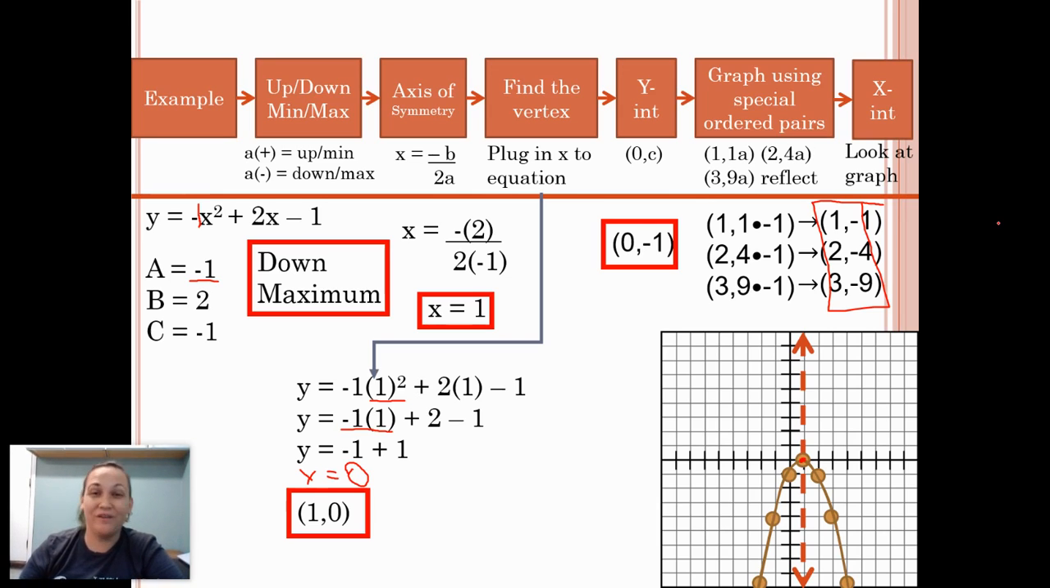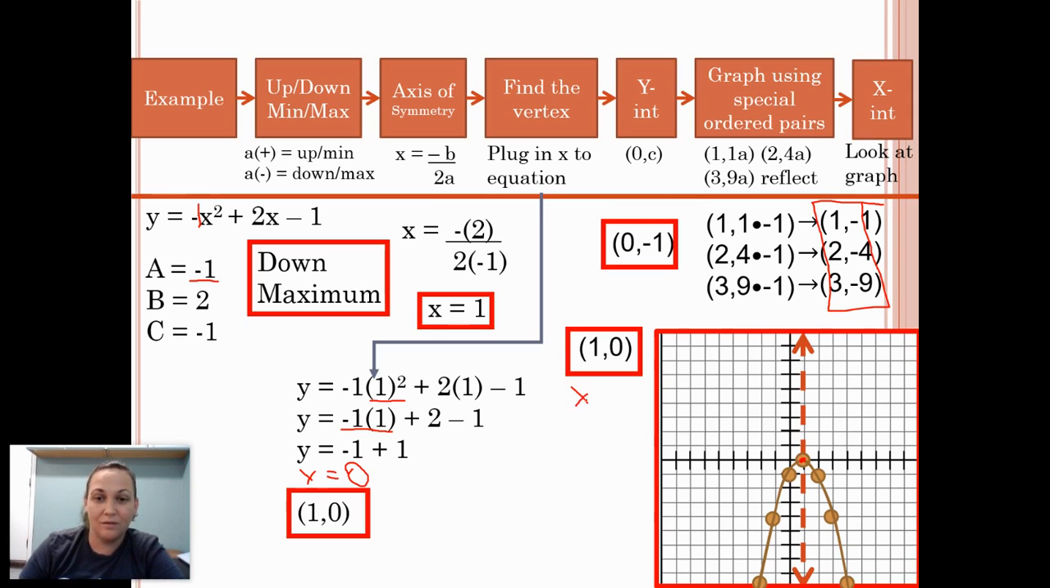After we're done graphing, we have to answer one more question: what are the x-intercepts? This is a scenario that we haven't done yet. There's only one x-intercept because the vertex was actually on the x-axis, so my x-intercept is the same as my vertex. Anytime your vertex is on the x-axis, meaning it has a 0 for the y-coordinate, your vertex is also your x-intercept. In this scenario, there's only one x-intercept, not two.